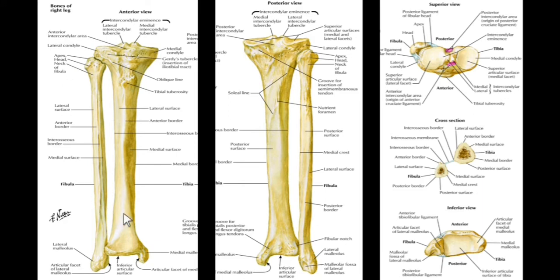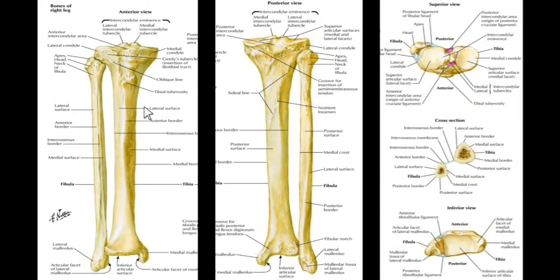This diagram shows the anterior view of the right leg and the posterior view of the right leg. These are the superior view, the cross section of these two bones, and the inferior view. Now, first we are going to discuss the salient features of the tibia.